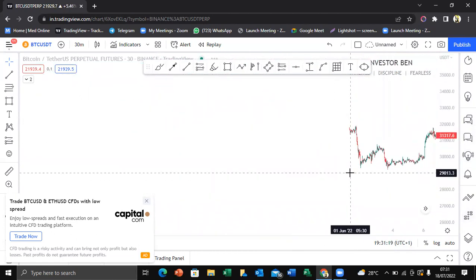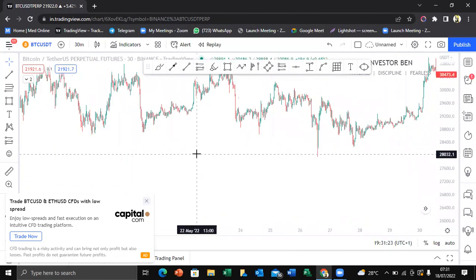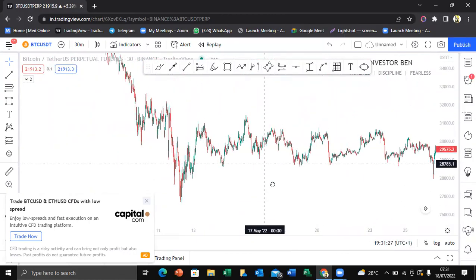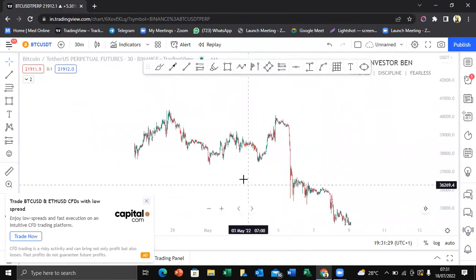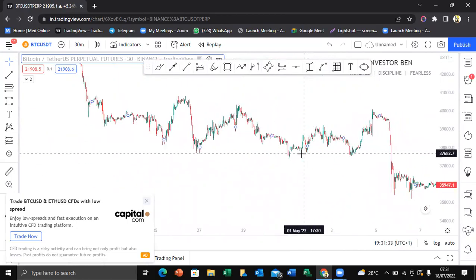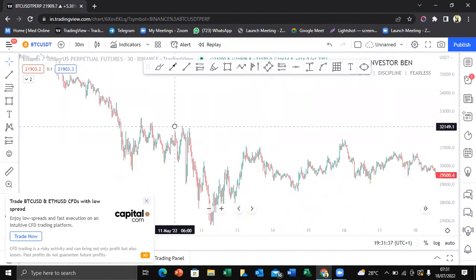Okay, I'll be stopping here. So lastly, choose to backtest all of these liquidity levels in your chart, and make do with them. So once again, I am Investor Ben.